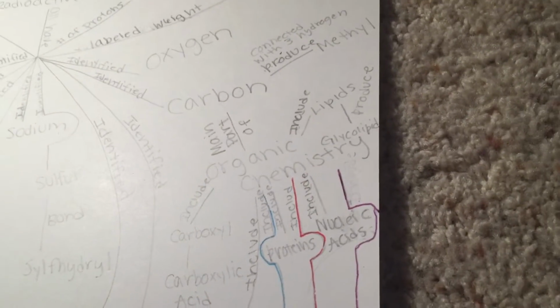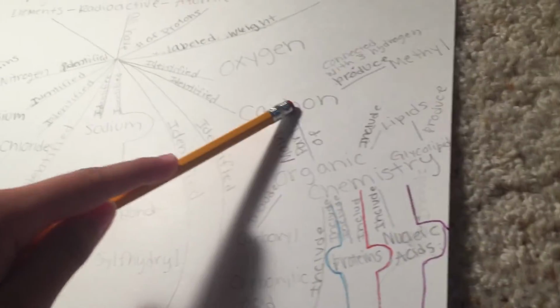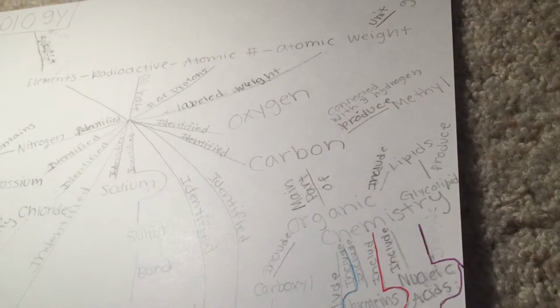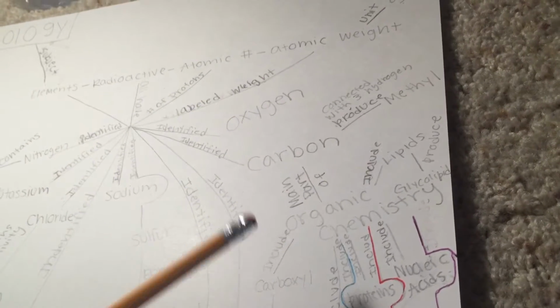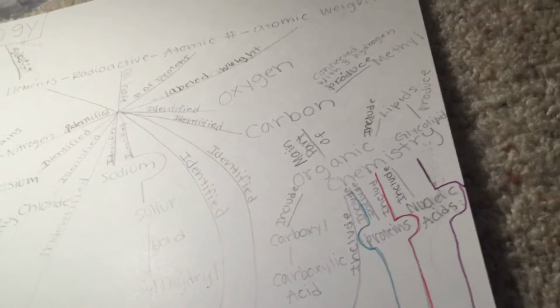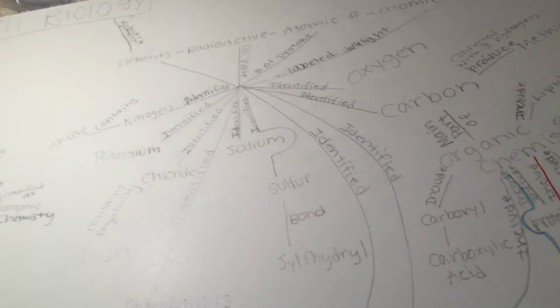Also in organic chemistry, I connected lipids because it's included, and it helps produce glycolipids. And then for carbon not being in inorganic chemistry, I connected methyl just because carbon is one and it's connected to 3 hydrogen, which produce the methyl. And then also identified is the oxygen.